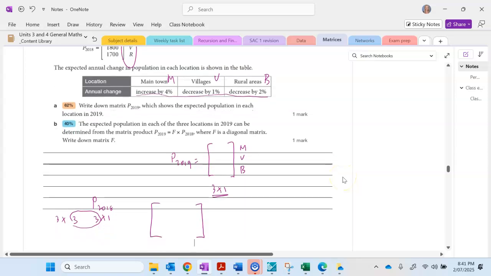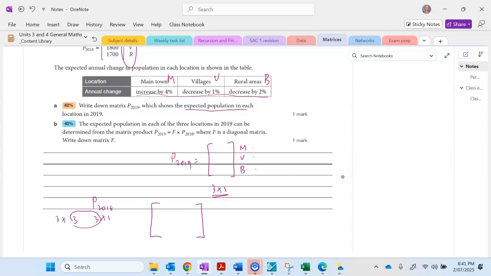Now when we were doing those previous questions, we just wanted a single answer. So if we were totaling something, remember we just wanted a single answer. For this one, we want the total of the 3 different towns, all right? The expected population in each location. So not the total population, we want the population in each location. So when we do that, we actually do a diagonal matrix. So for main town, villages, and rural.